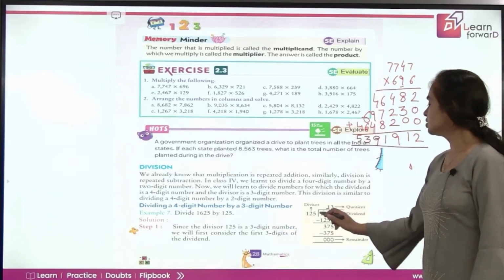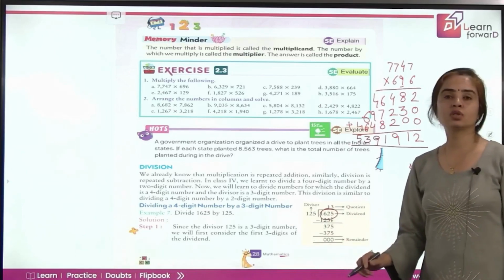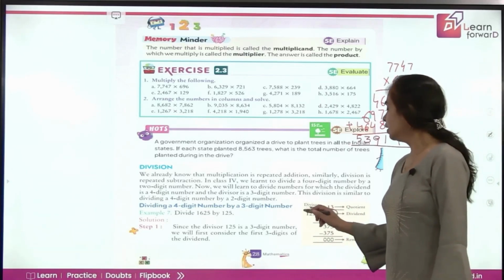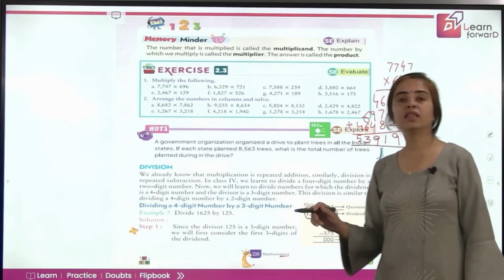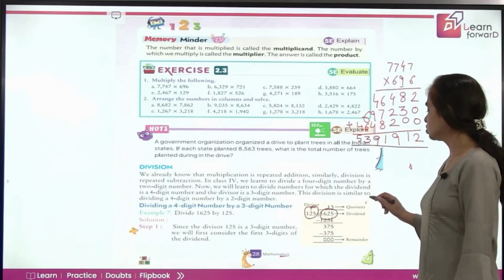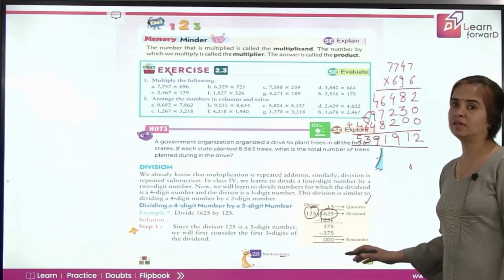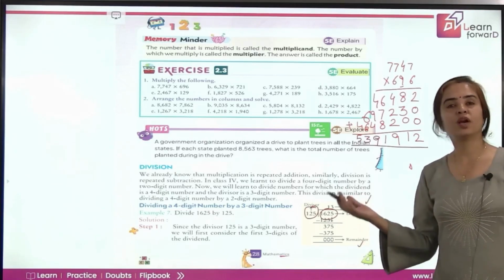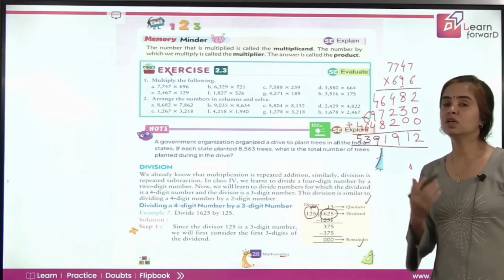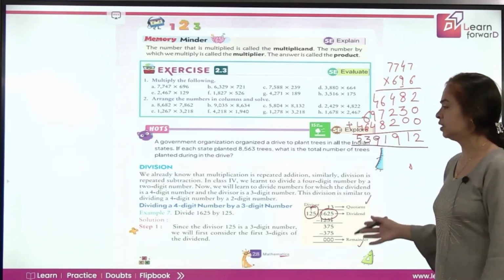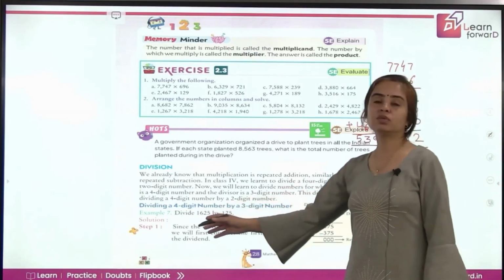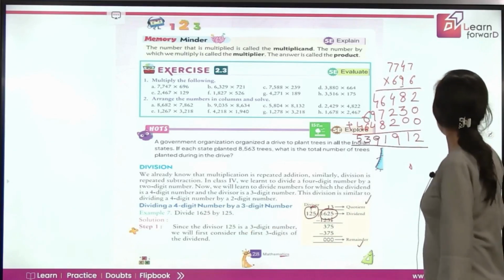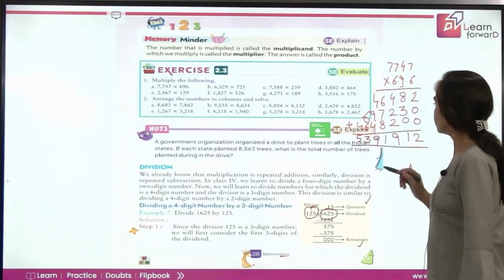Here, this number which is to be divided is called the dividend. The number by which you divide is called the divisor. The answer that you get is called the quotient, and whatever number remains at the end which cannot be divided further is called the remainder. So these are the 4 terms that you have already learnt in division. Now let's divide 1,625 by 125.